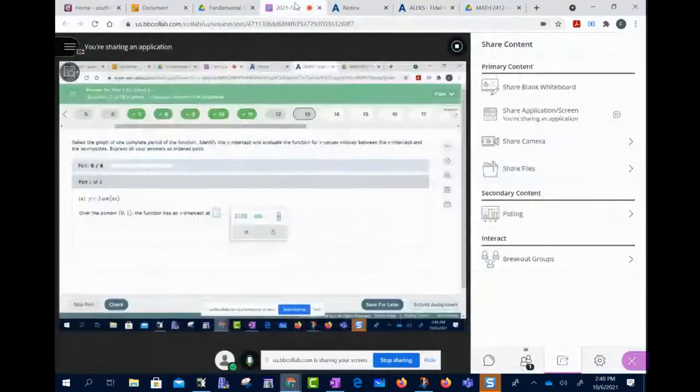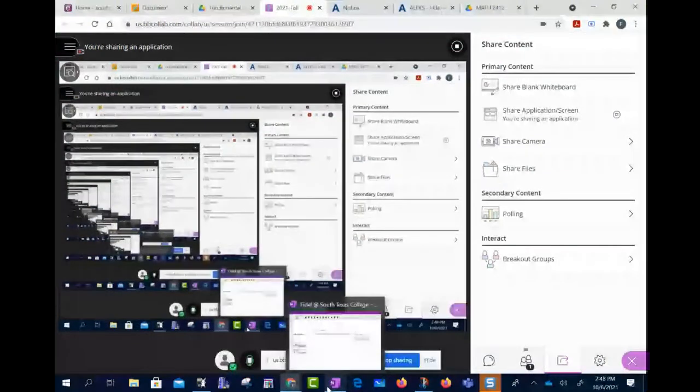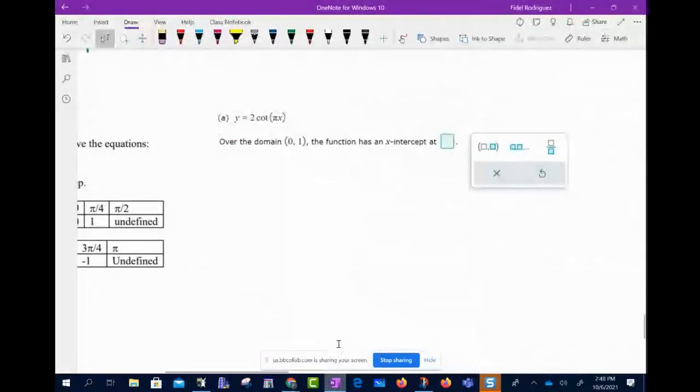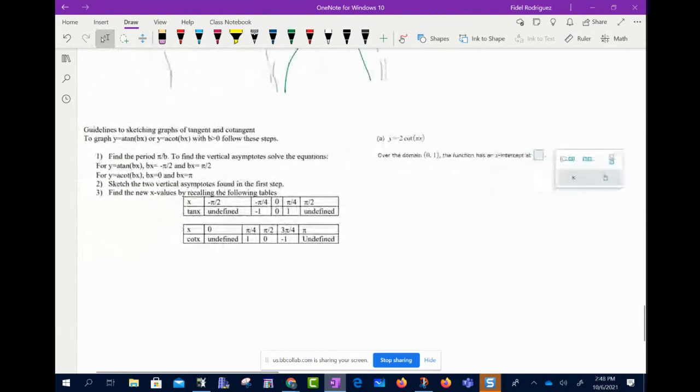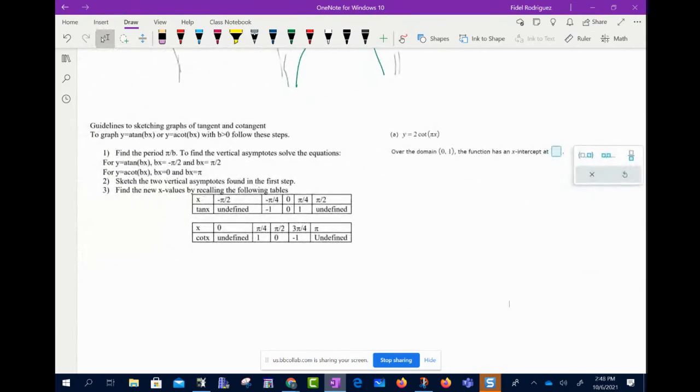I just want to make sure something is still working right. Yep, I think it is. Okay. All right, so let's see here. This is what we're going to graph. Okay, so we want to see if we can find our x-intercept here, okay? So since we're dealing with this problem here, let's see. Look what it tells me right here.